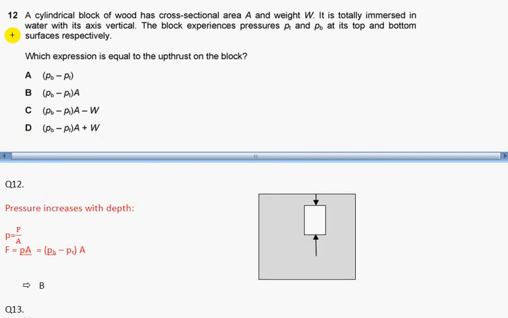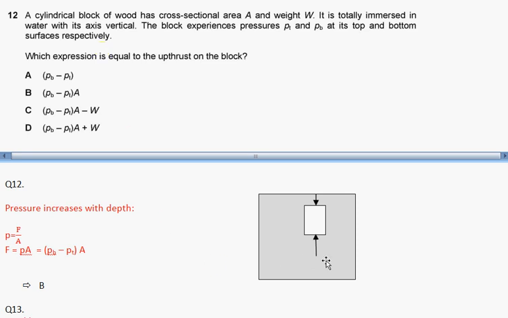A cylindrical block of wood has cross-sectional area A and weight W. It is totally immersed in water with its axis vertical. The block experiences pressures PT and PB at its top and bottom surfaces respectively. Which expression is equal to the upthrust on the block?